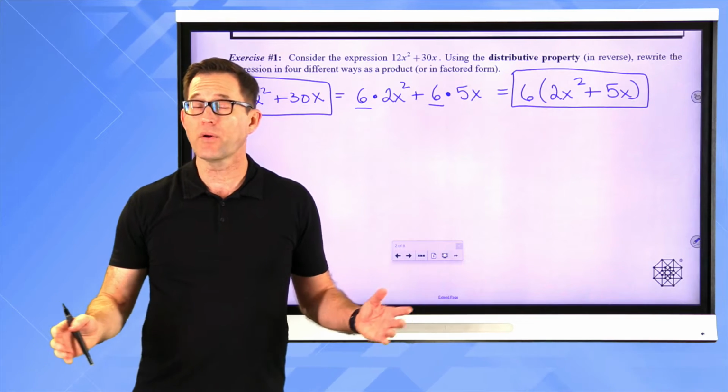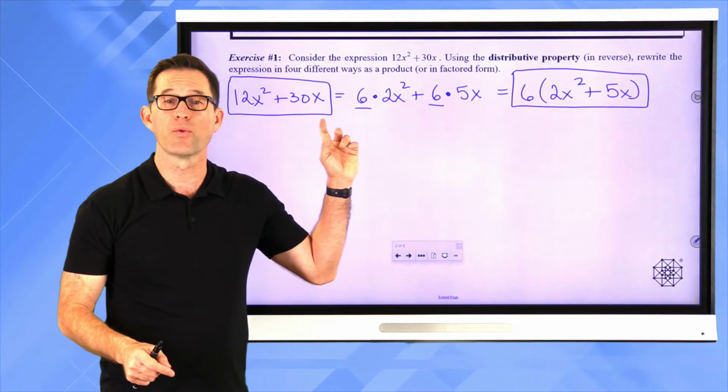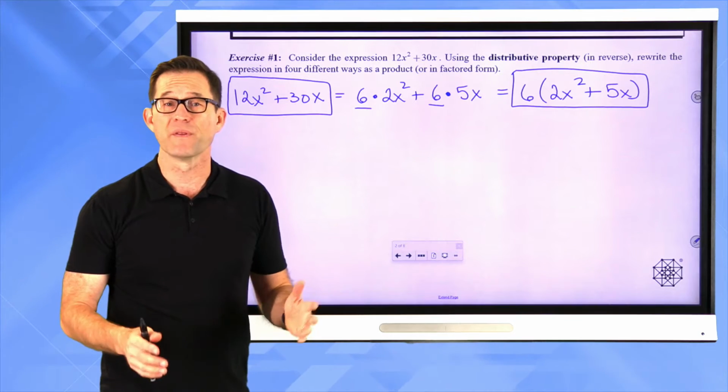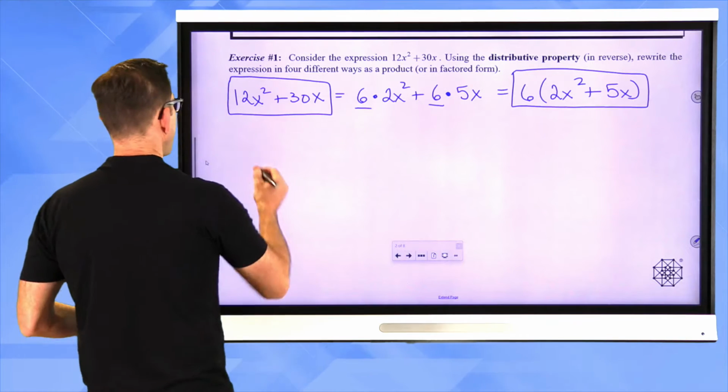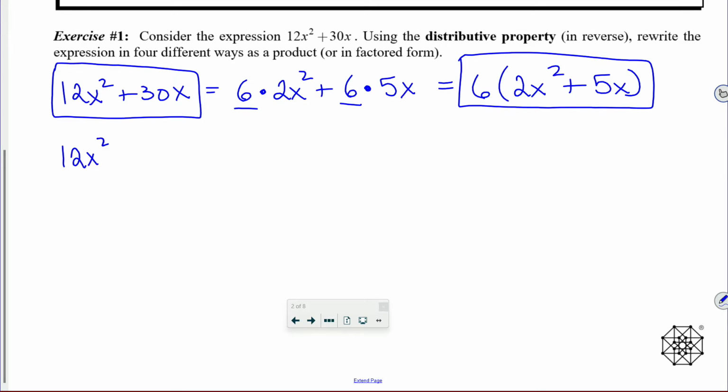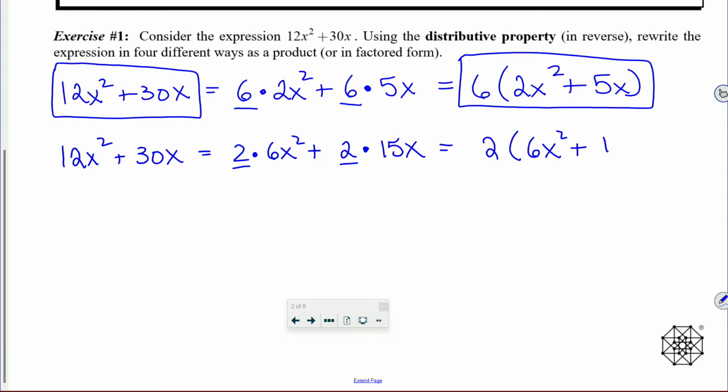Now, you might say, well, okay, but there's other numbers that go into both 12 and 30. For example, probably the simplest number that goes into both of them is 2. Right? So another way to factor this is I could say, well, 12x squared plus 30x would be equal to 2 times 6x squared plus 2 times 15x. And therefore, because I've got a 2 sitting here and a 2 sitting here, I could rewrite this by running that distributive property, quote, backwards as 2 times (6x squared plus 15x).